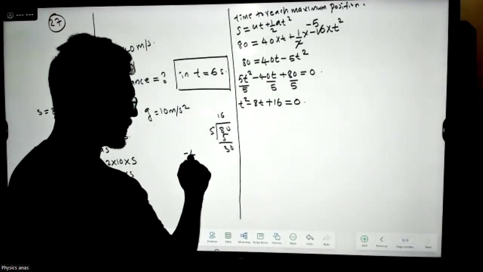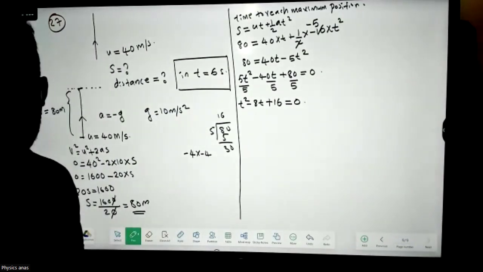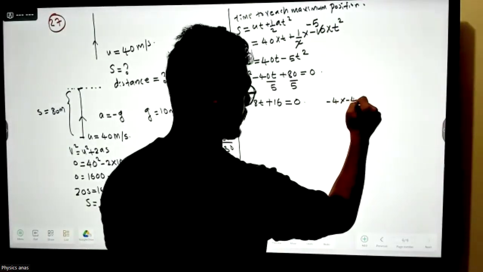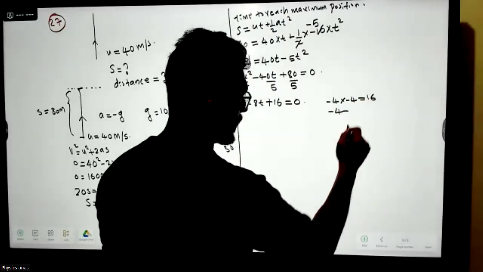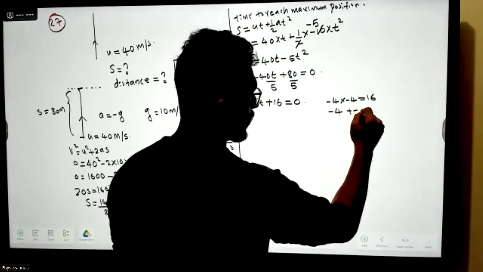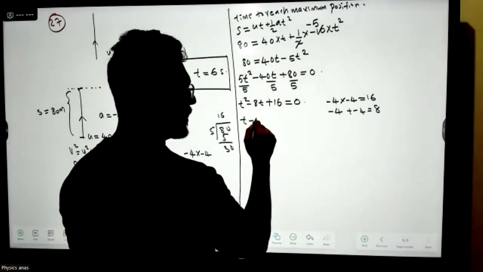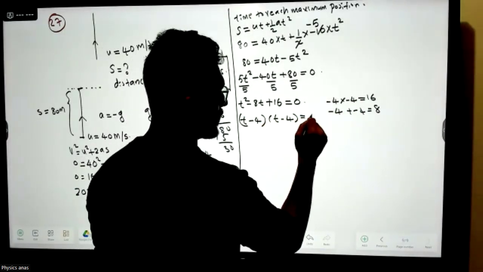Minus 4 into minus 4, right? If you multiply minus 4 into minus 4, then you will get 16. Minus 4 plus minus 4 will be minus 8. So that will be (t minus 4) into (t minus 4) is equal to 0.